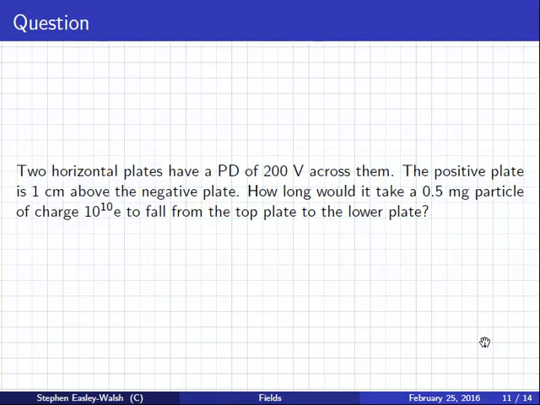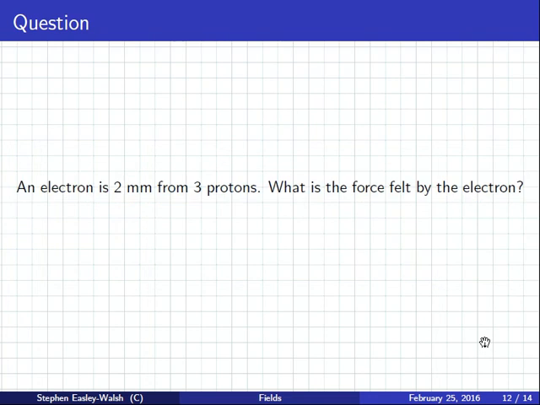Continue now. So here we go. You have an electron 2 millimeters away from 3 protons. What is the force felt by the electron? So which formula do we need here? What type of field is made by 3 protons? The point charge, the spherical one.